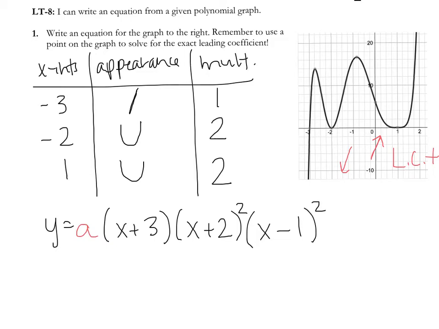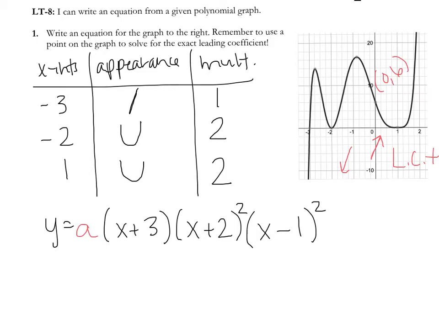So let's turn to our graph and see if we see a nice point. It looks like the y-intercept happens at 0, 6. This is 10, which means each little box is 2, so this would be 2, 4, 6. So there's a nice point on the graph, 0, 6. We could use that point to solve for our leading coefficient A.